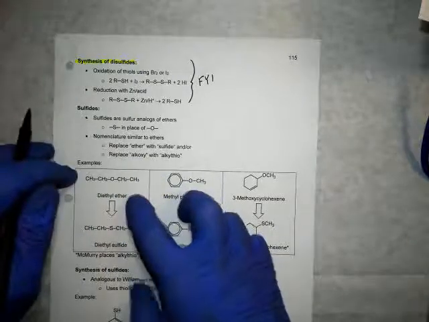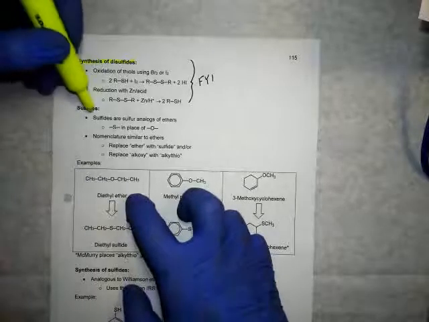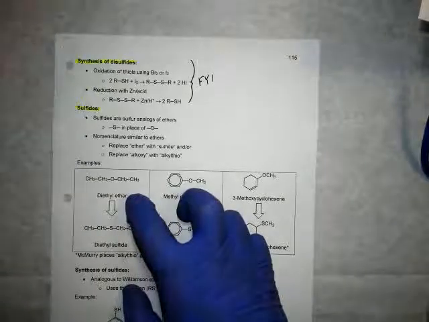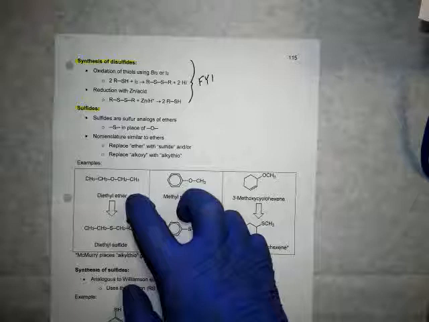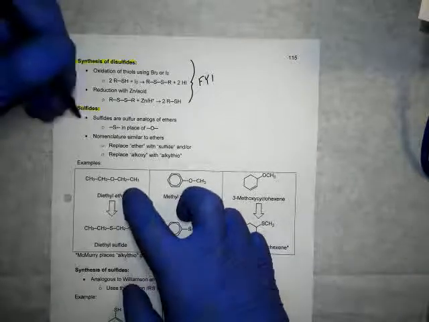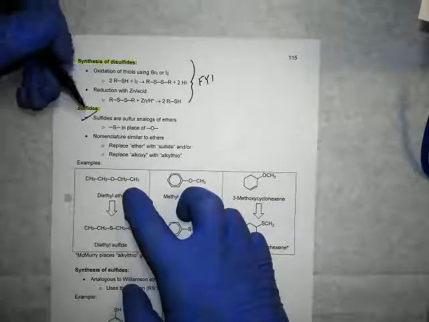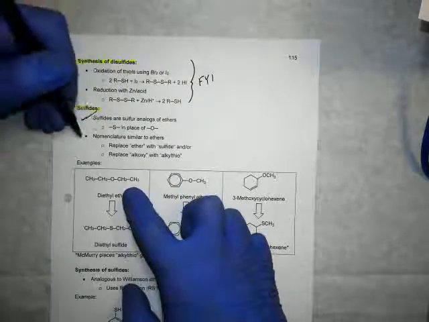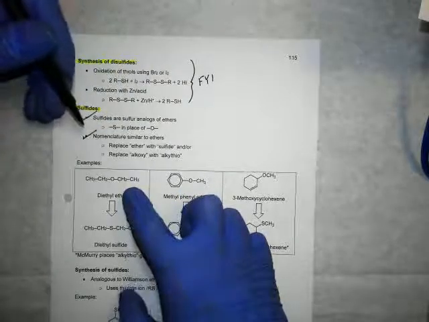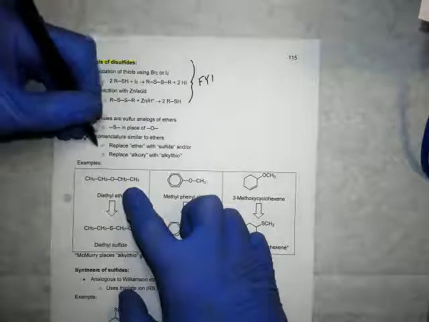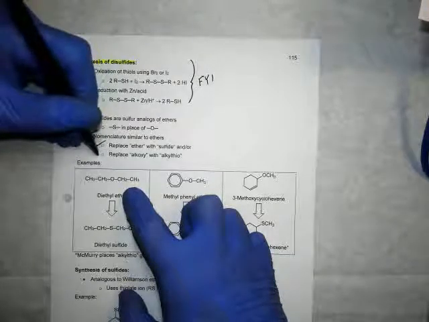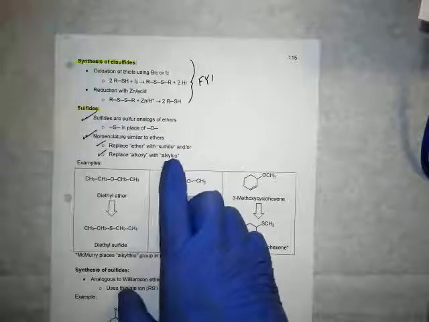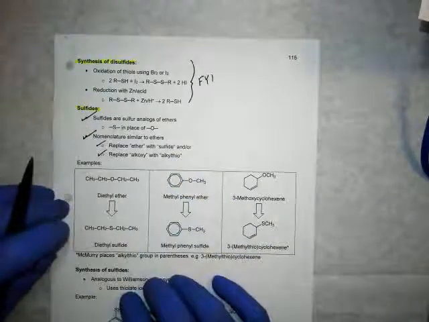So let's talk ever so briefly about sulfides, particularly their nomenclature. Let's just remember what's going on. Not that complicated. Sulfides are the sulfur analogs of ethers. In other words, we're going to have sulfur in place of oxygen. The nomenclature is pretty similar to ethers. You're going to replace the word ether with sulfide, or you might have to replace it with the alkylthio group.